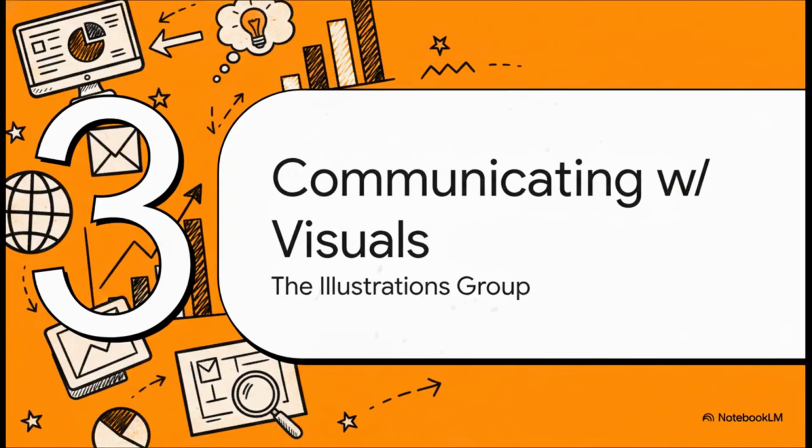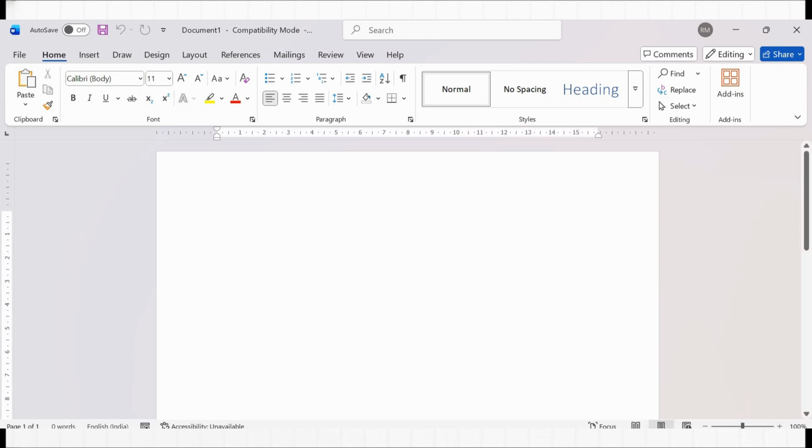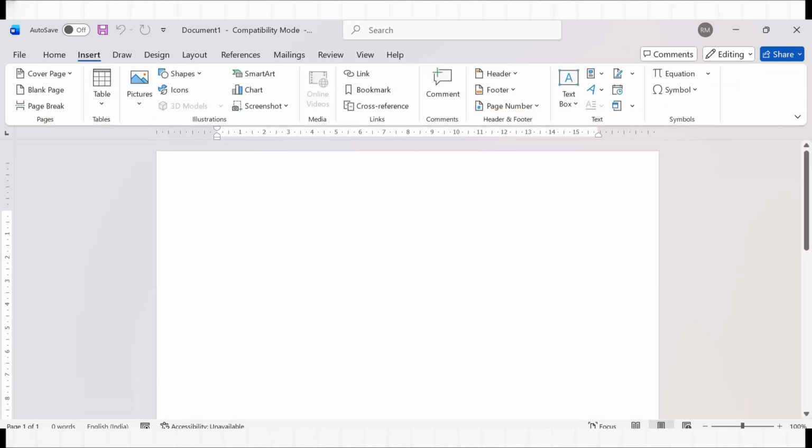Let's talk about making your documents more engaging and easier to understand using illustrations. I mean, we've all heard that a picture is worth 1,000 words, right? Word basically gives you an entire toolkit of visual elements to play with. You can insert pictures from your computer, you can draw your own shapes, you can create these really professional-looking diagrams with something called SmartArt, you can build charts directly from your data, and you can even take screenshots of your screen without ever leaving Word.